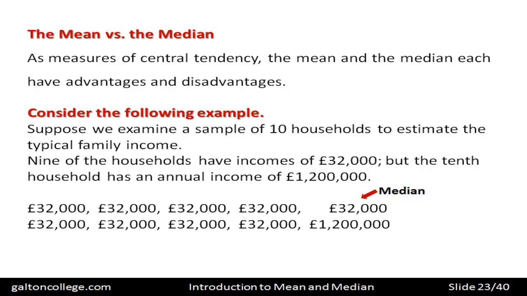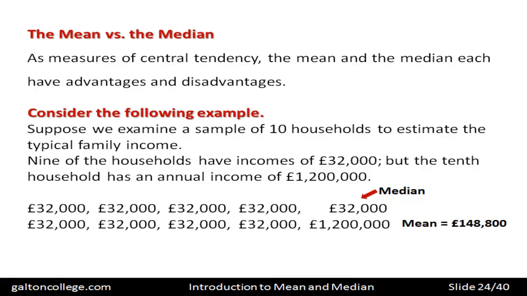And there are more households with that income than with 1.2 million. 1.2 million is extreme. But by selecting the median, we have got rid of the extremes. So the median gets rid of outliers.